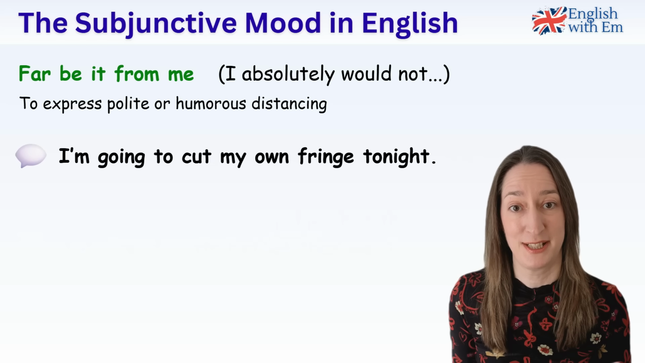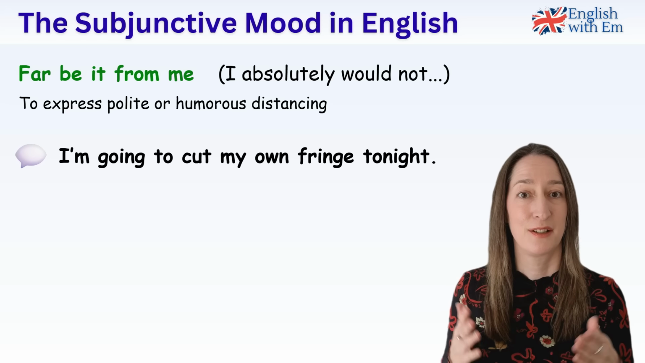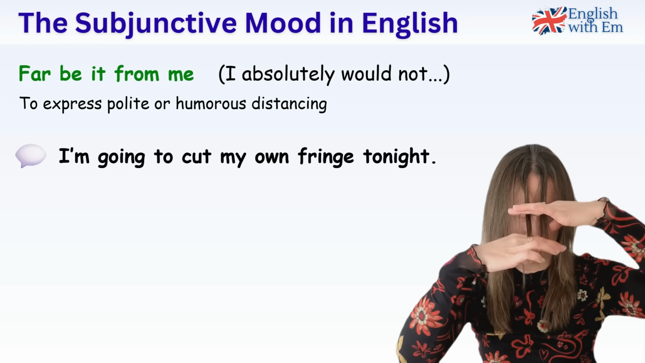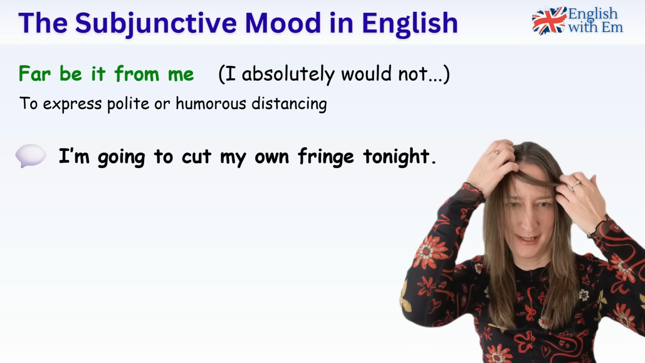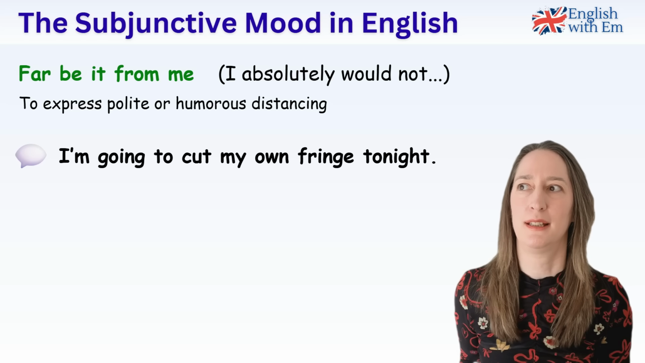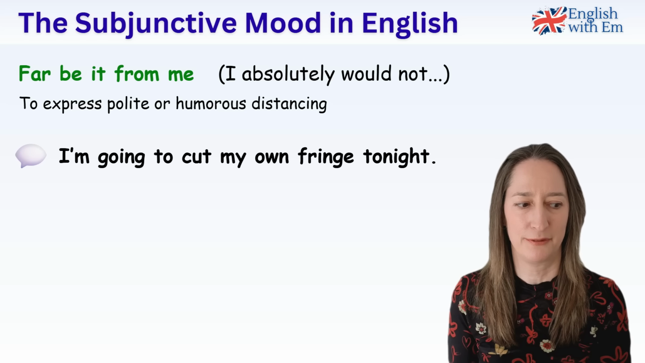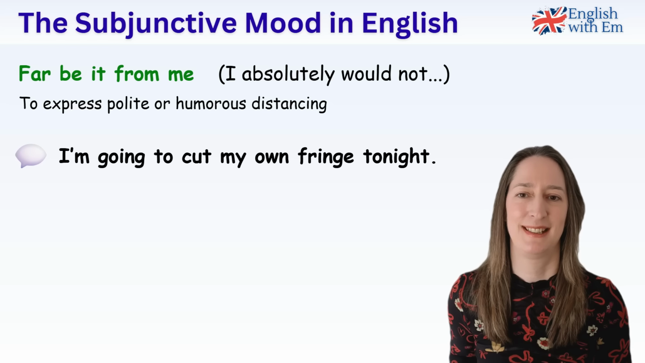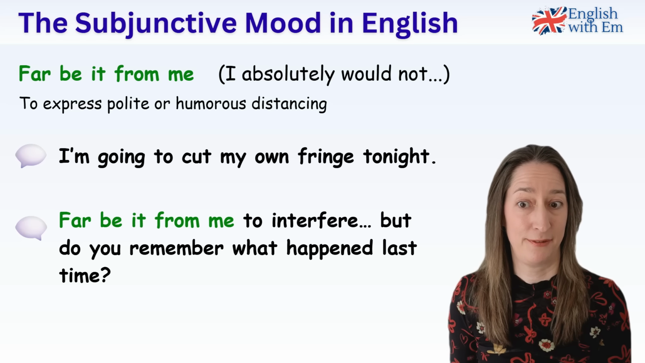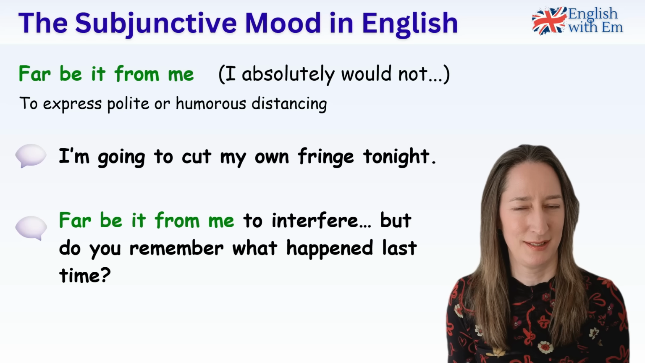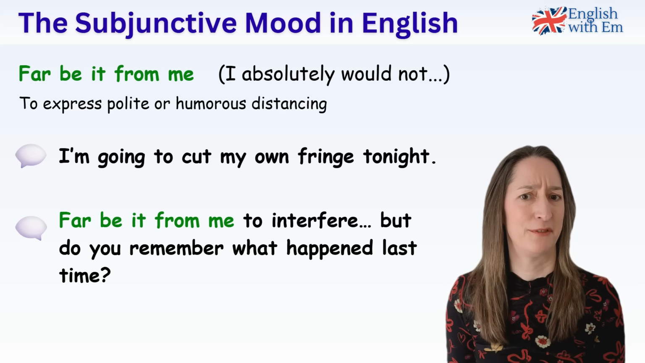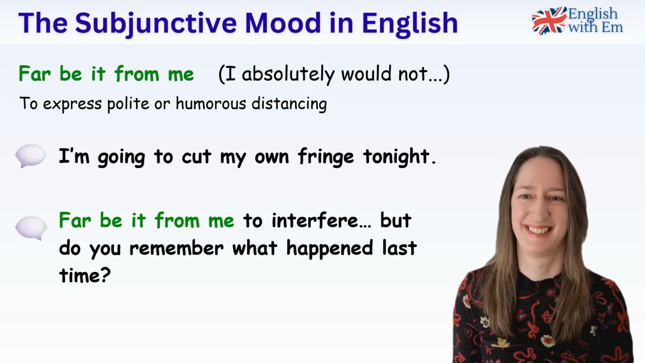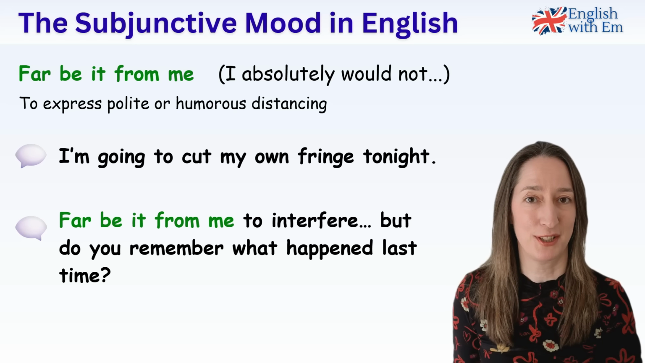I'm going to cut my own fringe tonight. Fringe is a British thing. So if you have your hair sort of like this on your forehead, but in North America, they call a fringe bangs. So you could say, I'm going to cut my own bangs tonight. Far be it from me to interfere, but do you remember what happened last time? So far be it from me to interfere means I am interfering. So that is the present subjunctive.